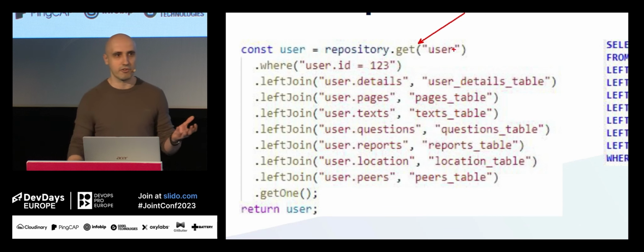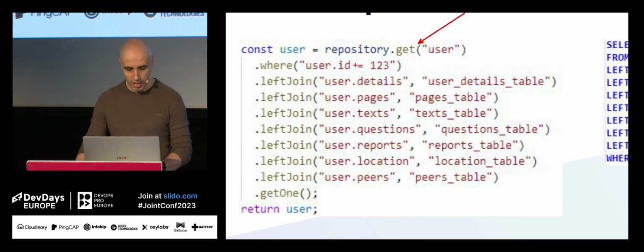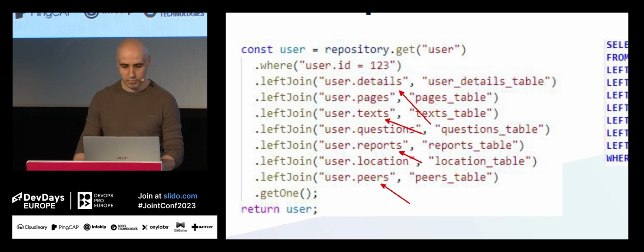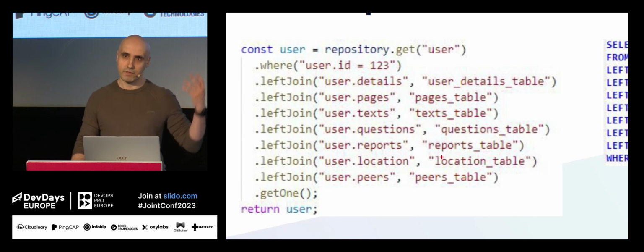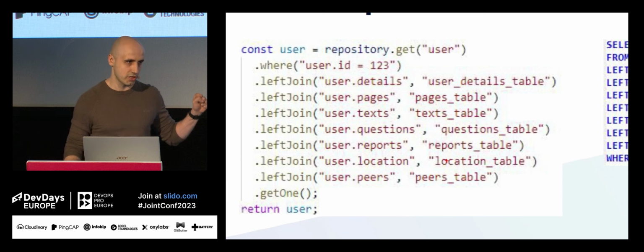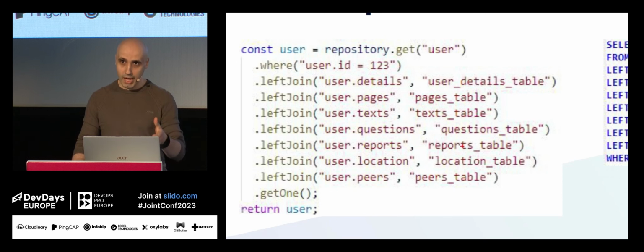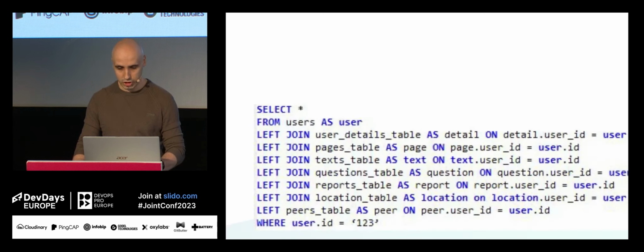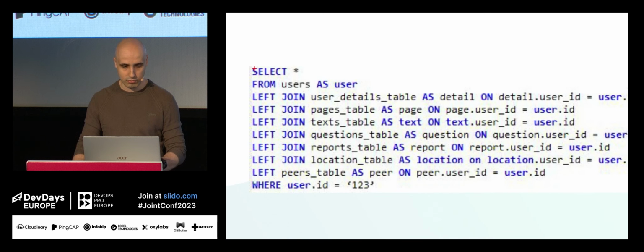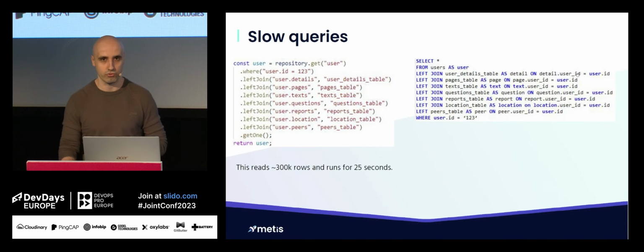We want to get the aggregate user, which is called here, and user has some additional data connected with it, like details, text, reports, peers, whatnot, right? Okay, this is actual code from the production system I was debugging once. What happens if you run code like this in your production? Well, it generates a SQL statement like this one. So you can see that we do join multiple tables to get this one big aggregate root, right?